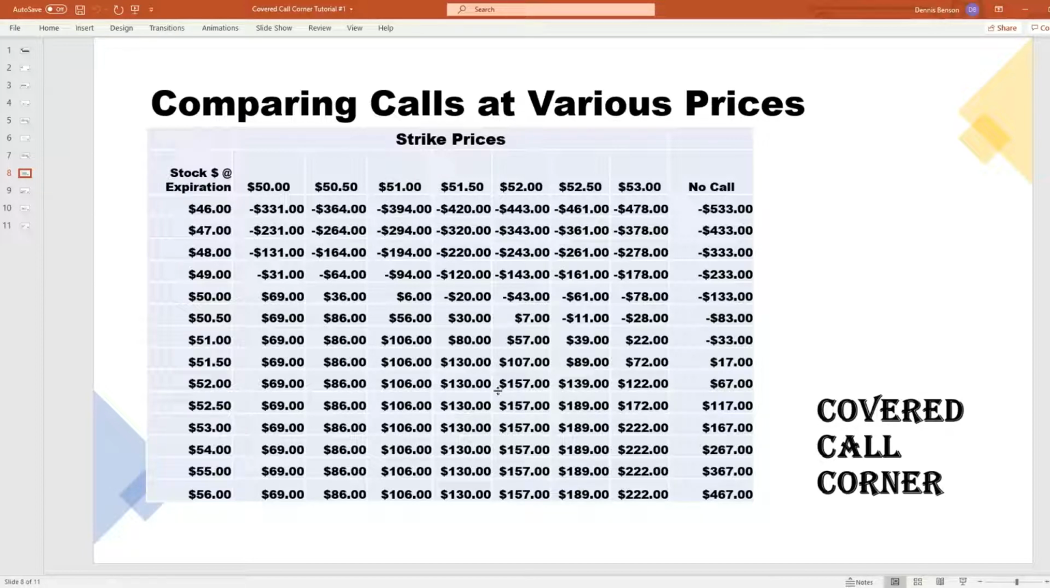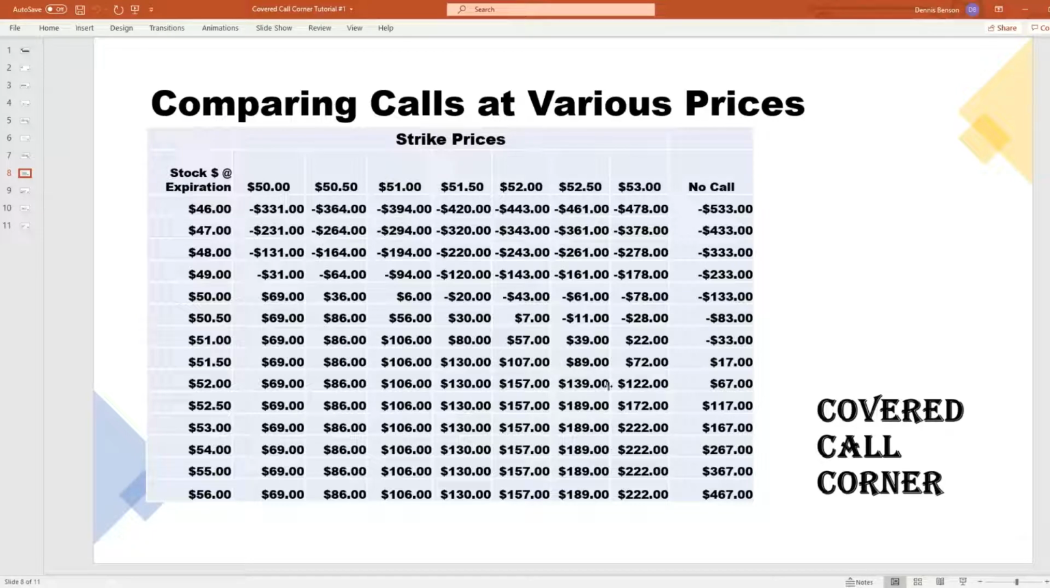But if I had written a 52.50 call and the stock price went from 51.33, the original starting price, and ended the week at 52, I would have had a profit of $139. And with the 53 call, it would be a little bit less.